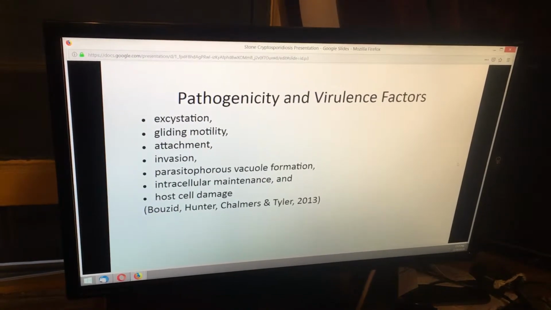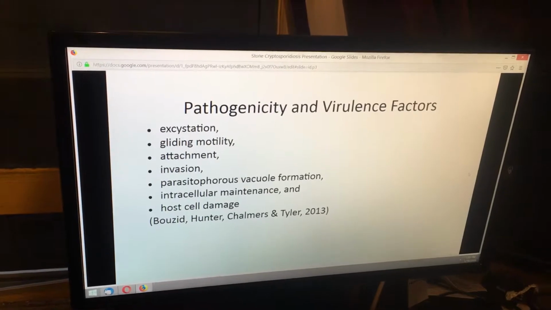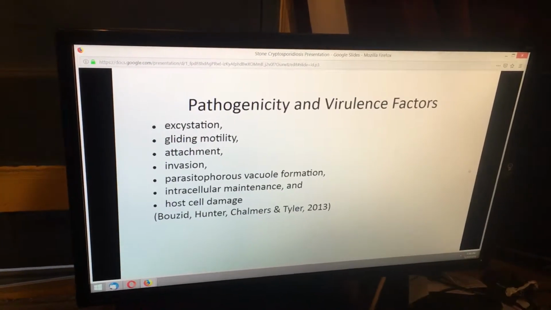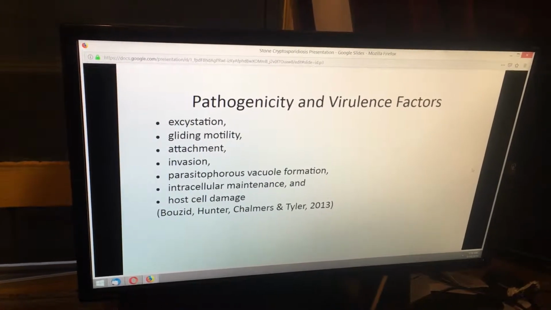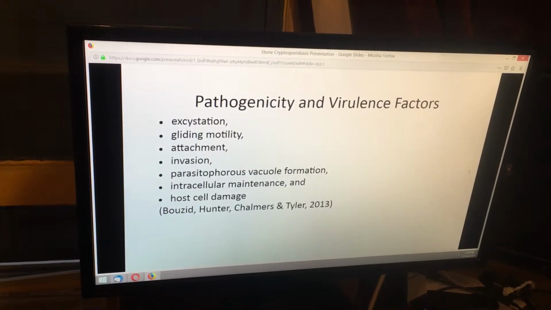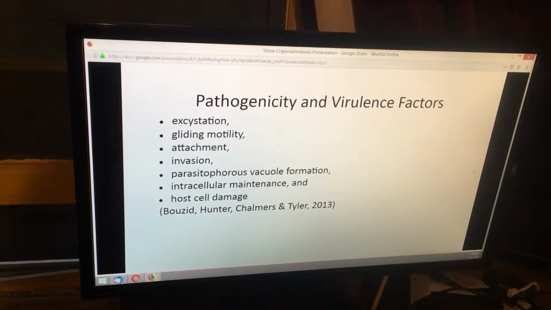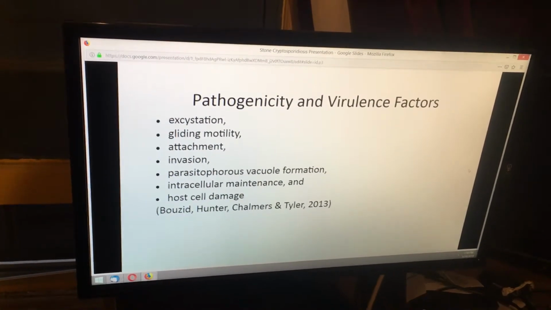These are some probable virulence factors that are under investigation for Cryptosporidium. Parasitophorous vacuole formation: a parasitophorous vacuole is like a bubble in the cell that's made of plasma membrane. It protects the Cryptosporidium from the host cell's defense mechanisms.